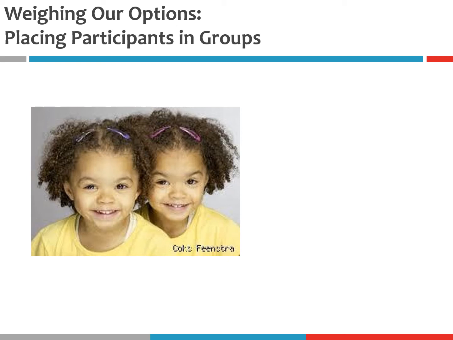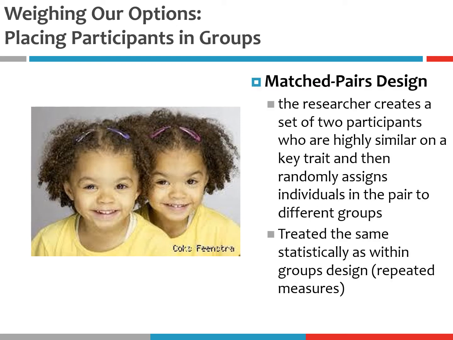So if I wanted to take monozygotic or identical twins, and assign one twin to the treatment group and the other twin to the control group, statistically, I could almost treat them like one person gets both the treatment group and the control group. Both levels of the independent variable, right? So statistically, I treat them almost as if they're the same person. And this is known as a matched pairs design.